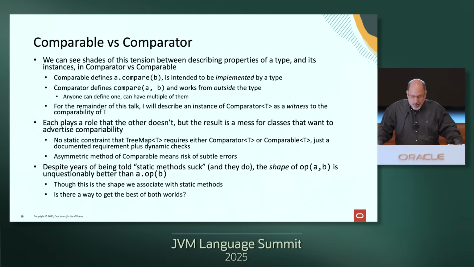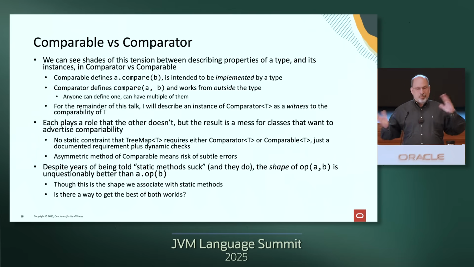And for the remainder of this talk, I'm going to describe an instance of Comparator as a witness. It is a witness to the comparability of integers, which is to say not only can you use it to compare things, but it also carries the knowledge of, yes, I know how to compare integers. And that's a really useful concept, and we'll see how that works in a second.